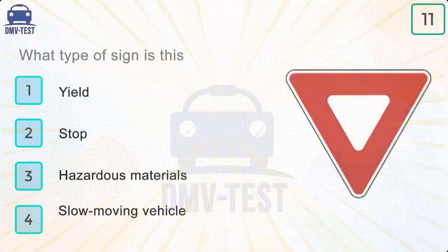What type of sign is this? Yield. Stop. Hazardous materials. Slow-moving vehicle.